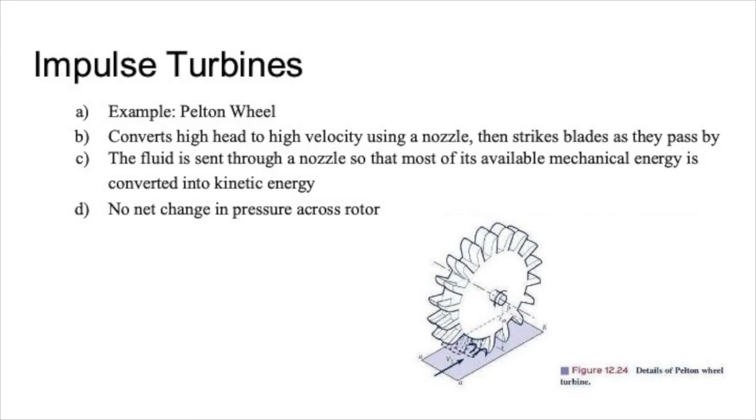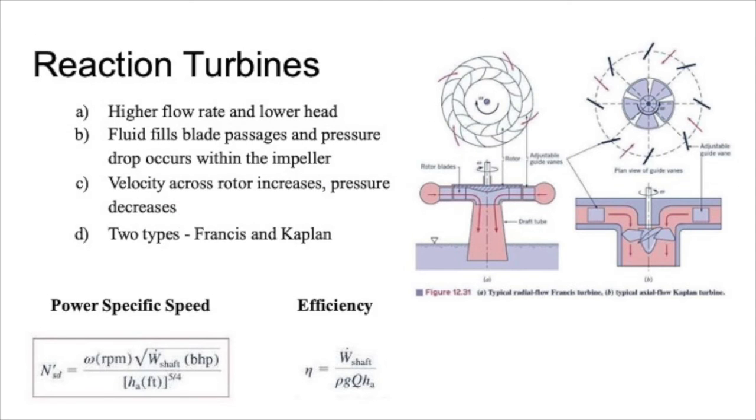You should note that impulse turbines convert mechanical energy to kinetic energy, and there is no net change in pressure across the rotor. In reaction turbines, the working fluid completely fills the passageways through which it flows, and the angular momentum, pressure, and velocity of the fluid decrease as it flows through the turbine rotor. Opposite to impulse turbines, reaction turbines are best suited for lower flow rate and lower head operations. Two types of reaction turbines are the Francis and Kaplan turbines, as depicted. The most efficient turbine to use can also be determined by calculating the speed and using the efficiency equation.